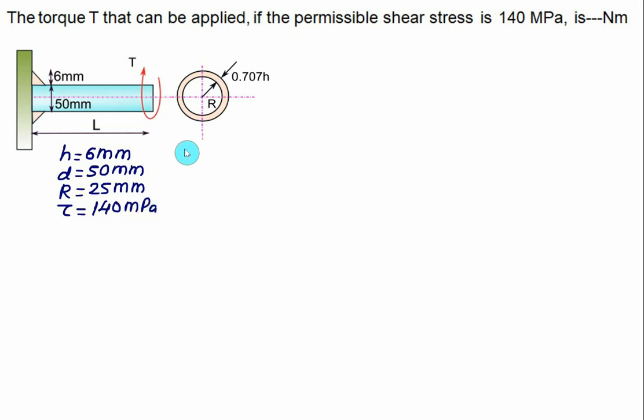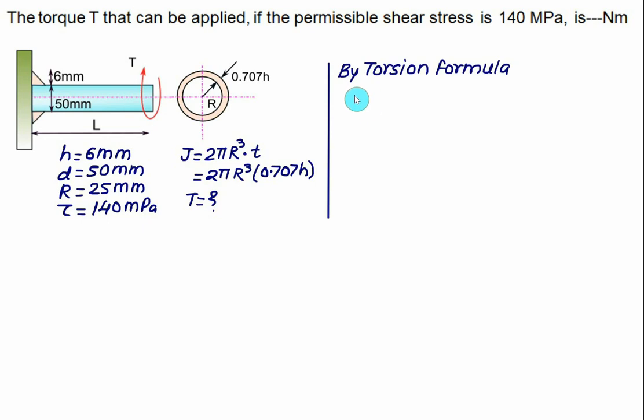Polar moment of inertia J is 2 pi into R cube multiplied by throat thickness t, and throat thickness t is 0.707 multiplied by h, that is the leg size. T you have to find out. So we can apply the torsion formula, that is T by J is equal to tau by R. We are interested in the torque, so torque is equal to shear stress multiplied by J divided by the radius of the shaft R.